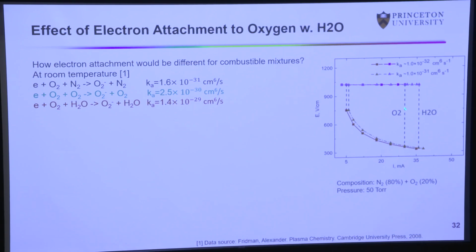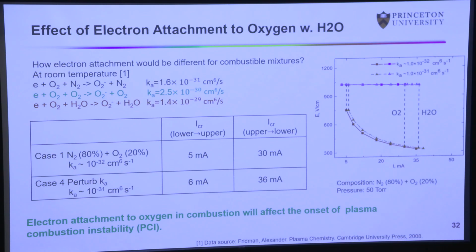The electric field is very high and suddenly drops, but if you have water, you can see that the instability is extended. So it says that the electron attachment due to the collision with water is going to enhance the plasma instability. So this is something we learn from it. You can see that the critical value is increased from 30 milliamperes to 36 by considering the electron attachment with collision of water. So this is conclusion 1: electron attachment affects plasma instability.